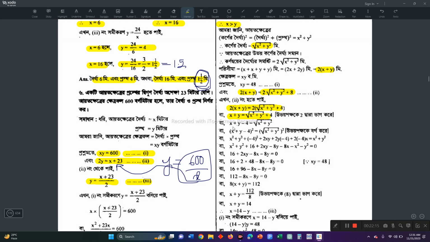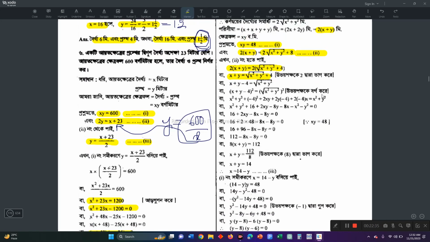So where we were: the perimeter of the rectangle is equal to 2 into (x plus y), which equals 2 into root over (x square plus y square) plus 8. This was the second condition. And what was the first condition? Area of the rectangle is equal to 48. That means x into y is equal to 48.